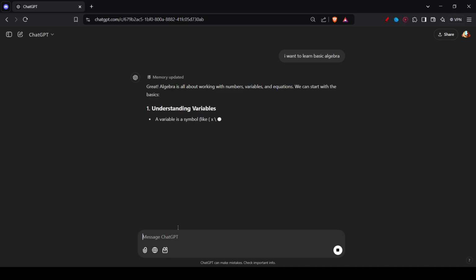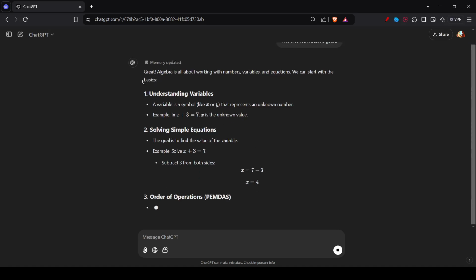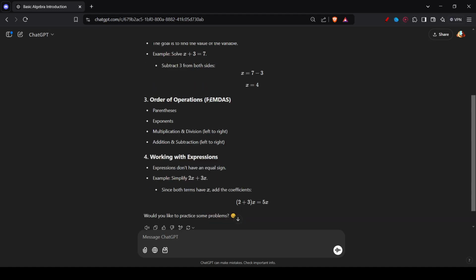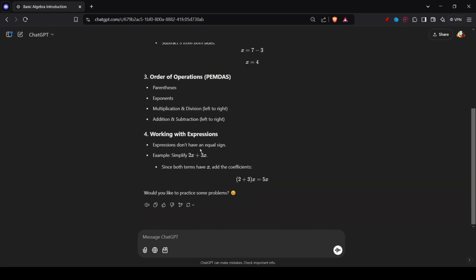After you have told it your intentions, it'll obviously give you a summary of what algebra is, right? Everything related to how to use the BIMAS rule or the PEMDAS rule, equations and all that kind of stuff, right? Now, perhaps a question from your textbook. You could go ahead and put that question and ask ChatGPT to solve it.